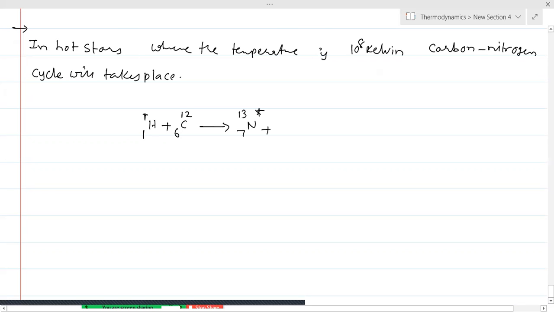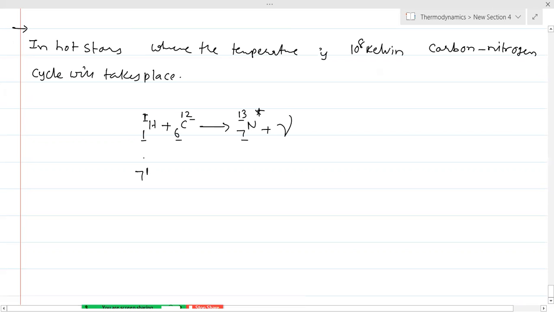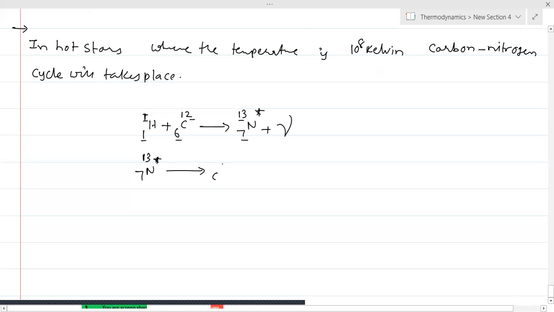plus gamma. So we will write the gamma ray when everything is conserved. We can see the charge is conserved and the mass is also conserved. And this 7 nitrogen 13, which is in the excited state, decomposes to 6 carbon 13 and we will get 1E0. We know that every positron is associated with a neutrino.